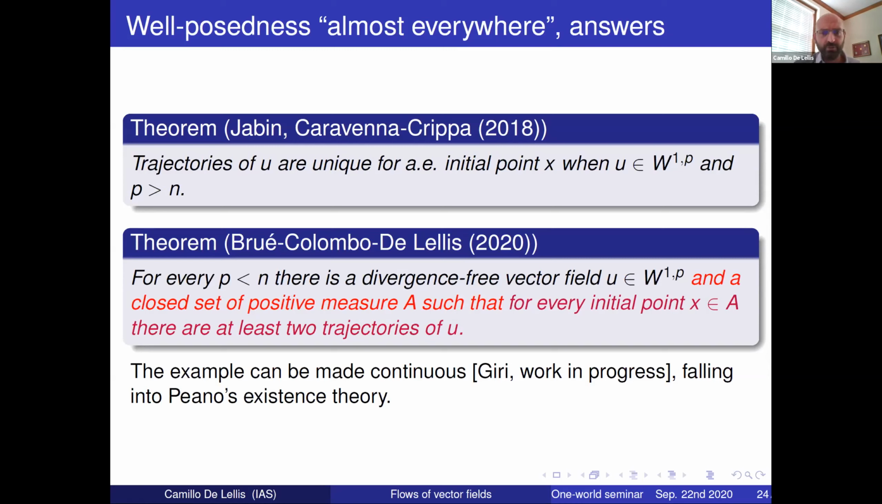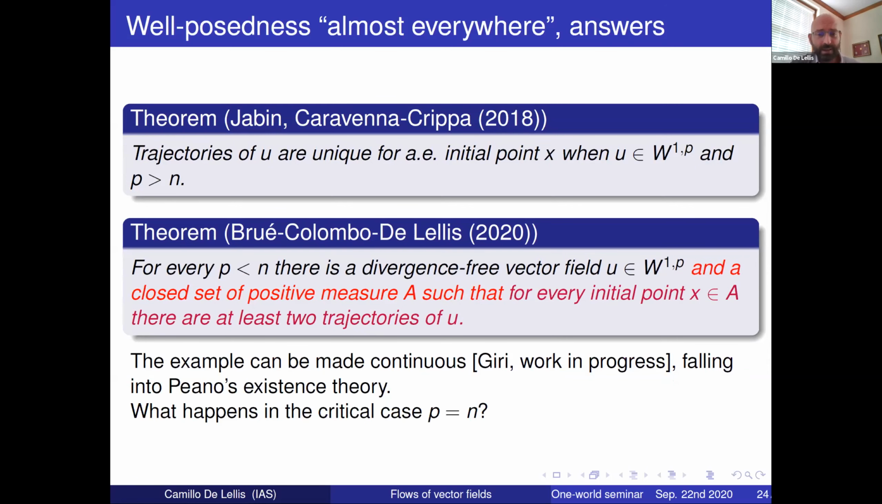It seems you can do this with Sobolev vector fields which at the same time are continuous. So it's not at all obvious. I thought at the beginning this would have been much easier, but there are actually some serious problems to overcome to make this theorem fall inside the Peano existence framework.